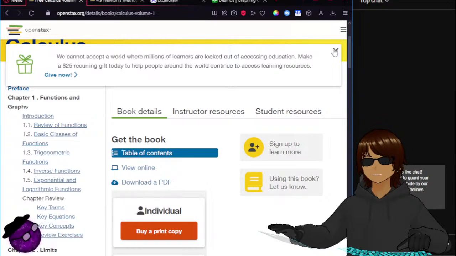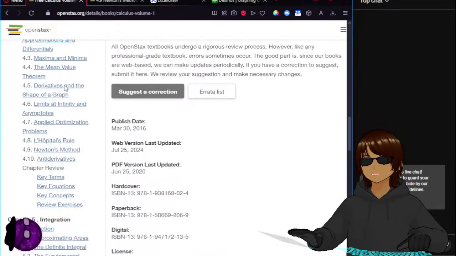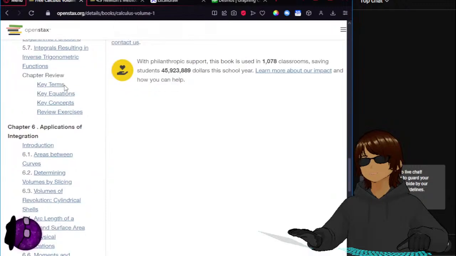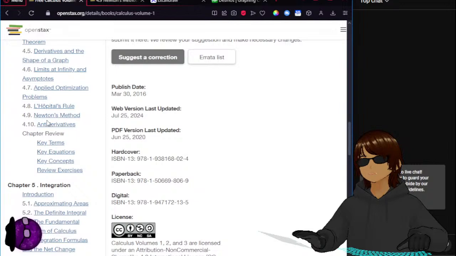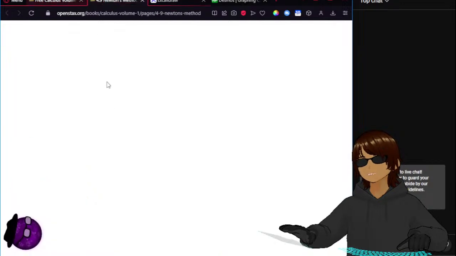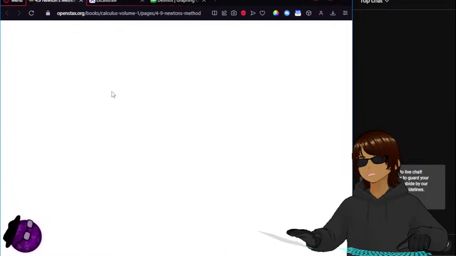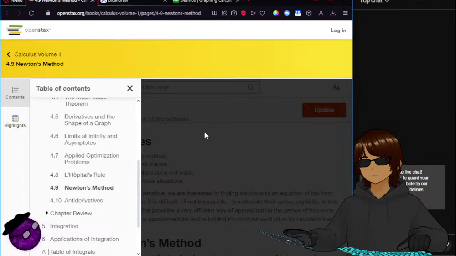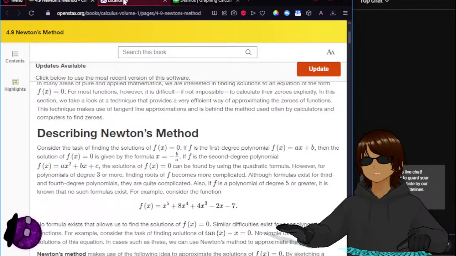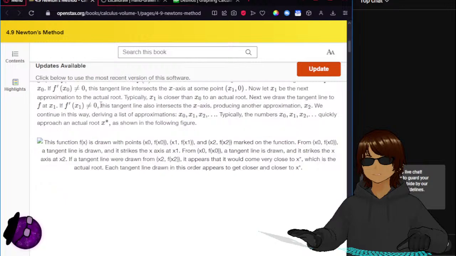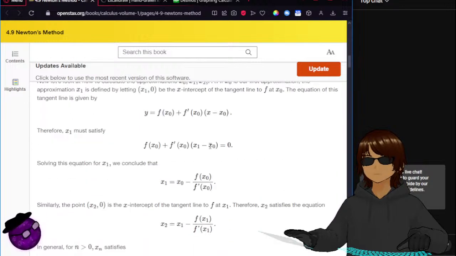Okay, so last stream I did, is it? Yeah, I did L'Hopital's rule and Newton's method. This stream I'm going to revise Newton's method and I'll start antiderivatives. Hopefully the stream after I will do integrals. Let me see if I remember it correctly.